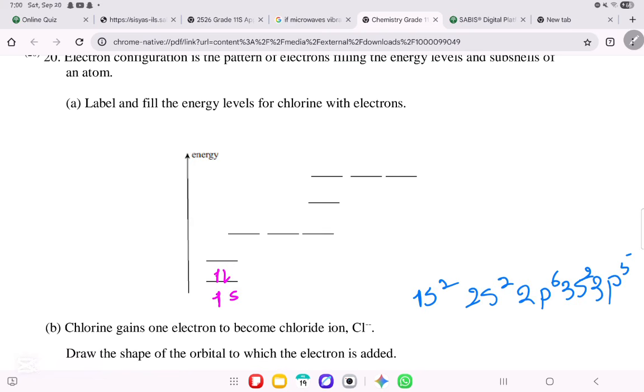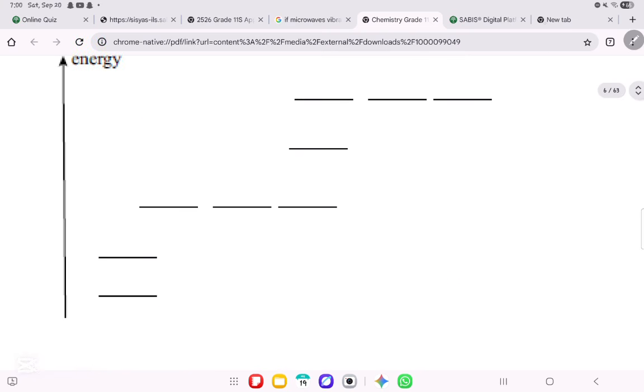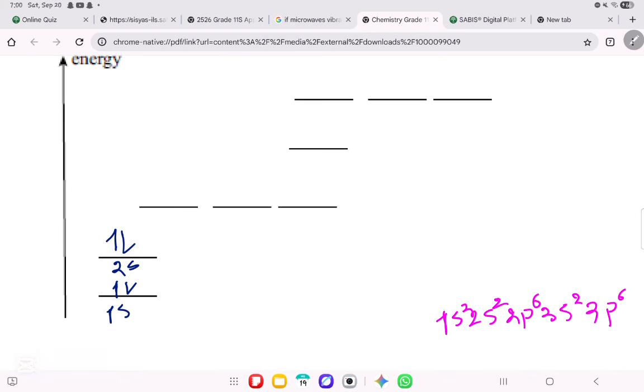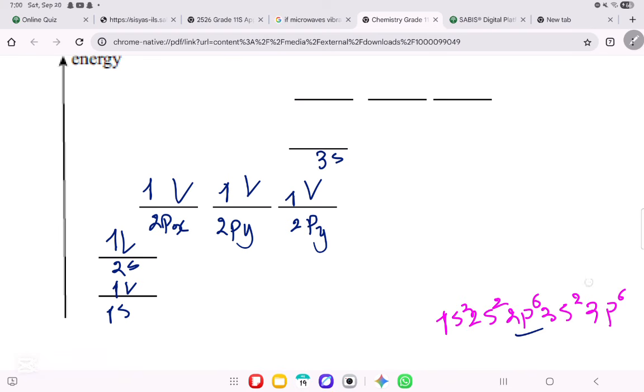Perfect. I think I need to zoom in for this one. 1s2, 2s2, 2p6, 3s2, 3p6. Perfect. We said we started with 1s. We have 1 up, 1 down. Then, after 1s comes 2s. How many electrons does it hold? 2. So 1 up, 1 down. Then we have 2px, 2py, 2pz, because there's 3, so x, y, and z. And this can hold 1 up, then 1 up, then 1 up, because it's 2p6, then 1 down, then 1 down, then 1 down. Perfect. Then comes 3s. How many does it hold? It holds 2. Oh, by the way, 3p5, my bad, not 3p6.